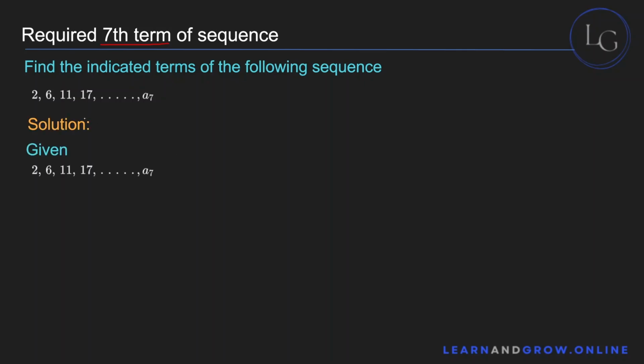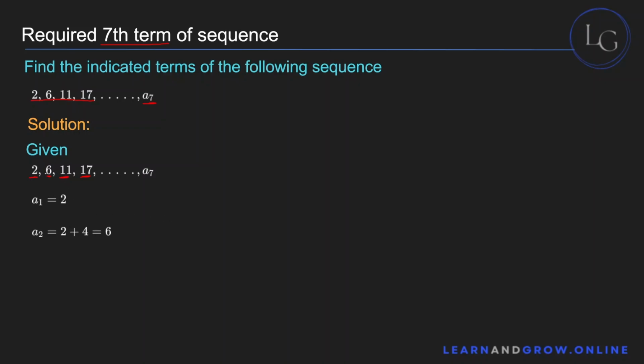Well, we have been given in the question the first four terms in the sequence, and we have to find the seventh term in this same sequence. So how do we deal with this? A1 is 2, A2 is 6, A3 is 11, and A4 is 17. That is all we're given. So A1 is equal to 2. And we have to find the relation between A2 and A1, and then find the same relation between A3 and A2 to find an actual pattern.